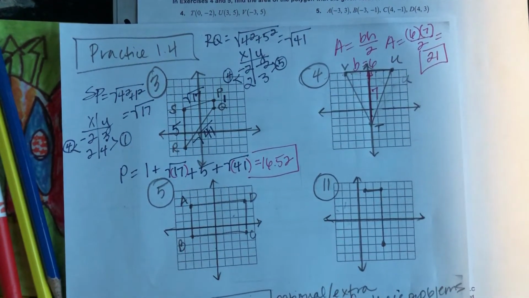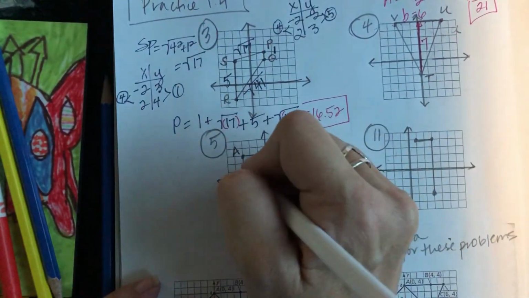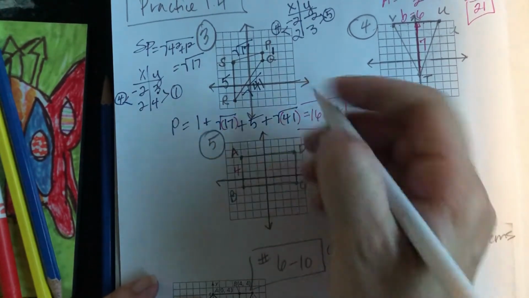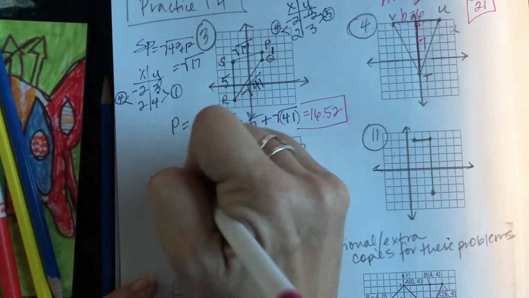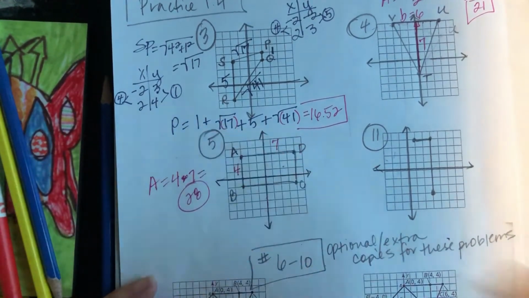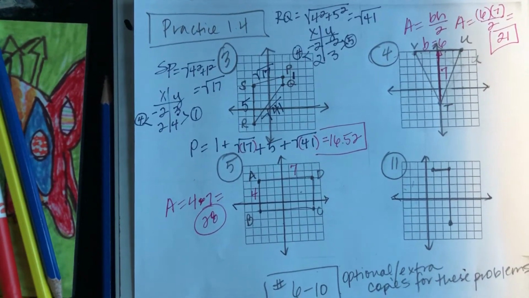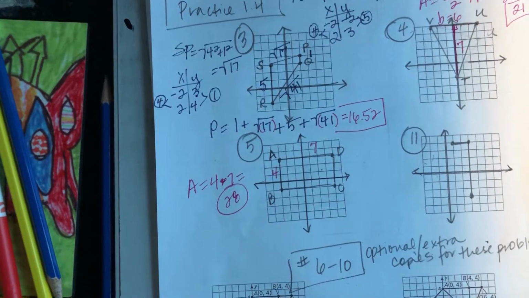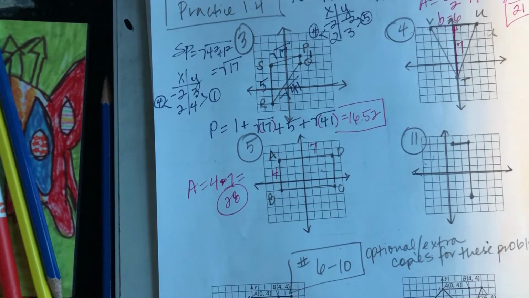Number 5 is also an area problem. And this rectangle is 4 by 1, 2, 3, 4, 5, 6, 7, 4 by 7. So the area of this is going to be 28. It's a rectangle. You only divide by 2 when we're dealing with the area of a triangle. And then we go back to our paper for number 6. Oh, this is where we start working out that big long problem.